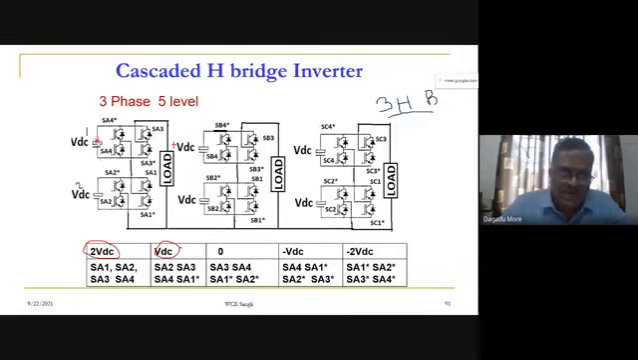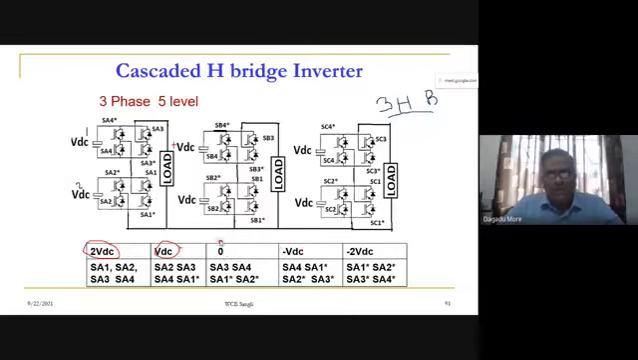Whenever the 2 sources are connected in series with the A terminal positive with respect to N, both are series additive, then we get a twice VDC. Whenever only one DC source comes across the load with the switching, then we get a VDC. Similarly, whenever only one DC source comes in opposite polarity, meaning neutral becomes positive and the remaining terminal becomes negative, then we get a minus VDC. And if 2 sources with opposite polarity come across the load, then we get a minus twice VDC.